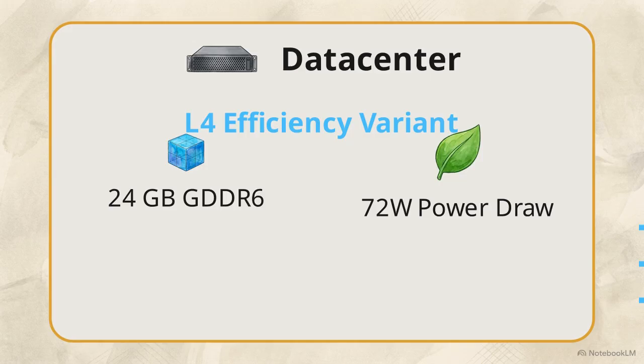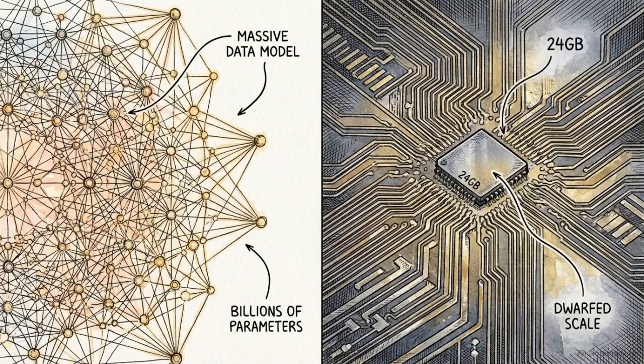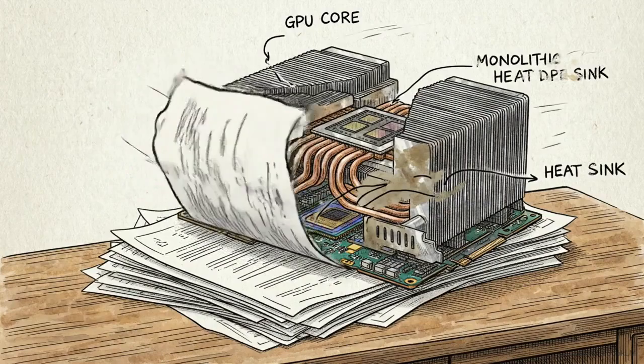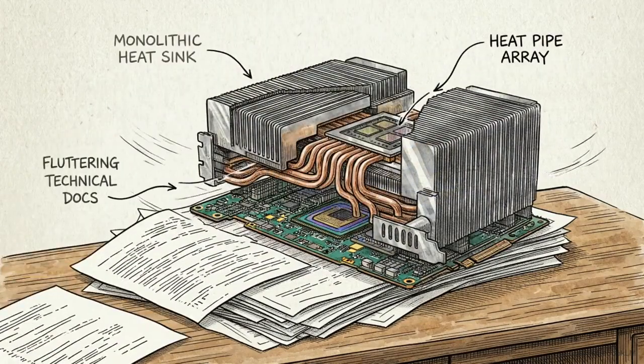For environments where power efficiency matters most, the L4 variant drops the power draw to a mere 72 watts. However, the L4 caps out at 24 gigabytes of memory. This makes it highly efficient for running AI inference, but insufficient if you are trying to train a massive language model from scratch. Data center GPUs offer 24/7 reliability for enterprise loads, but without a dedicated, climate-controlled server room, they are essentially highly expensive paperweights.